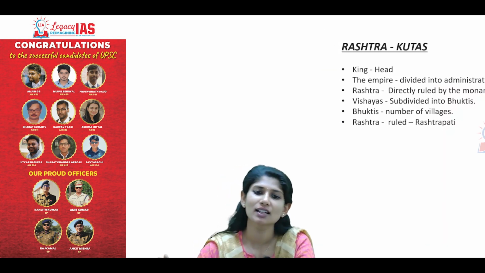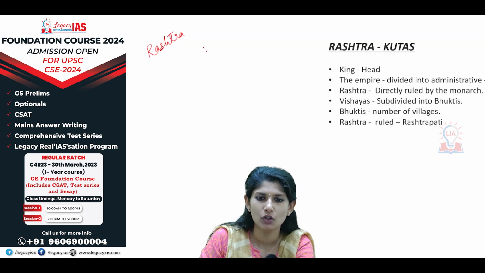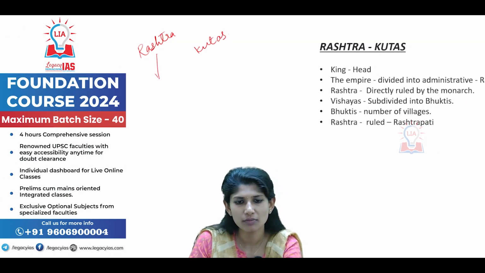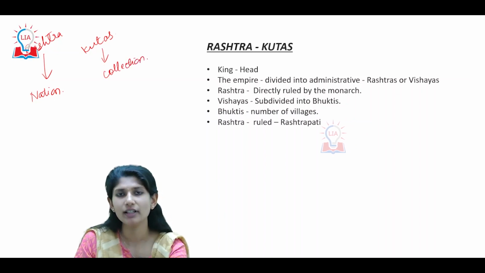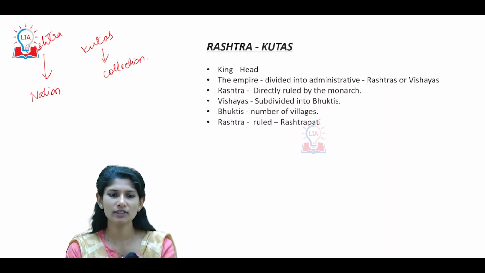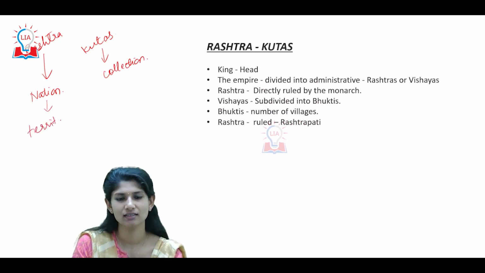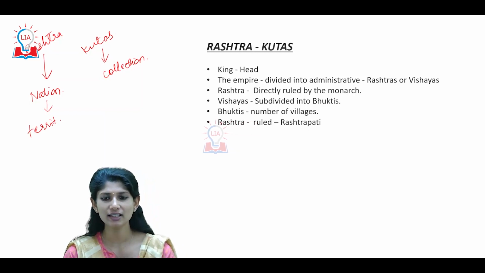Look at this. Look at the name. Rashtrakutas. Rashtra means nation. Kutas means collection. So it is a collection of nations, or in this case territories. It is a collection of territories, hence named Rashtrakutas.